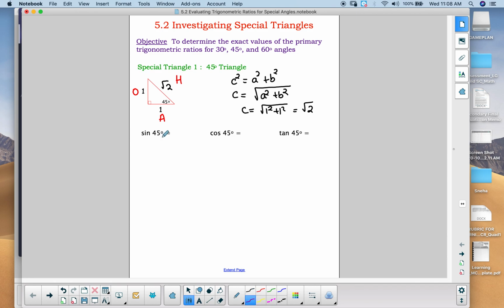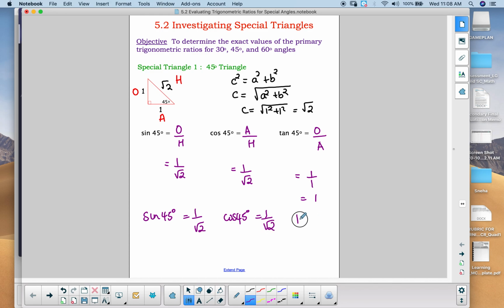If you want to find sine of 45, sine of any angle is the ratio of the opposite side over hypotenuse, which works out to be 1 over root 2. Cosine is adjacent side length over hypotenuse length, so that would be 1 over root 2 again. And tangent is the ratio of the opposite over adjacent. So sine 45 equals 1 over root 2, cosine 45 is equal to 1 over root 2, and tangent of 45 is equal to 1. We have to memorize these three results.